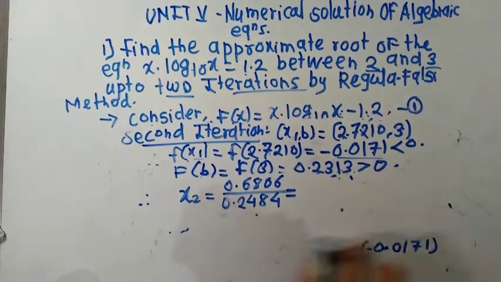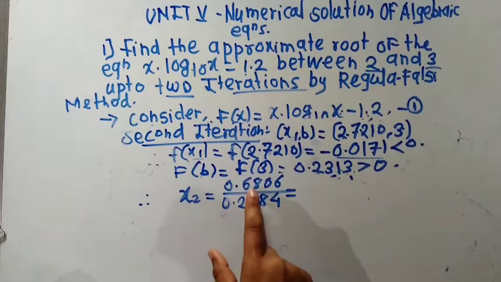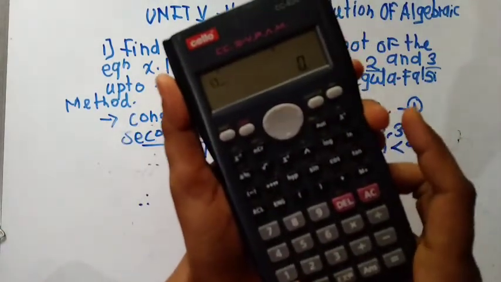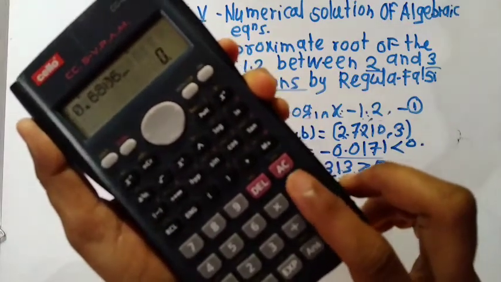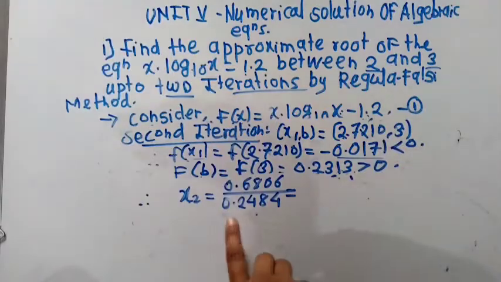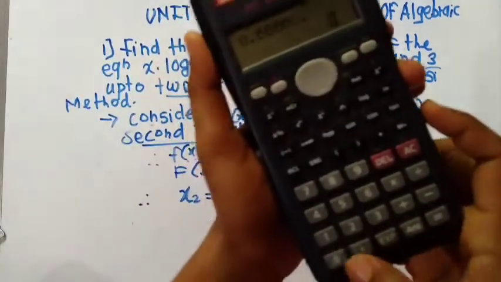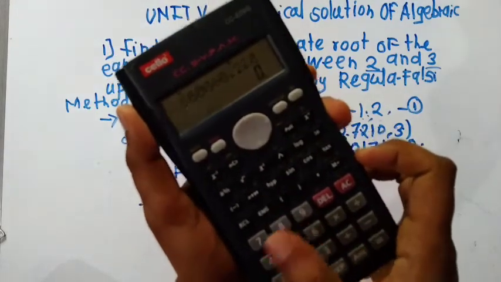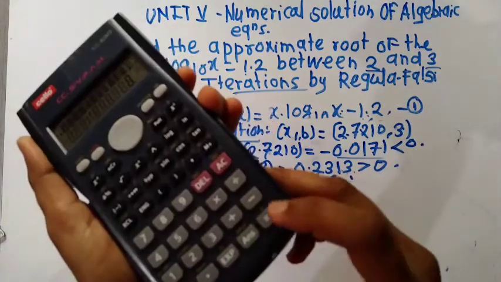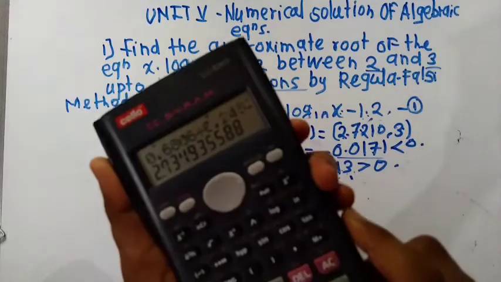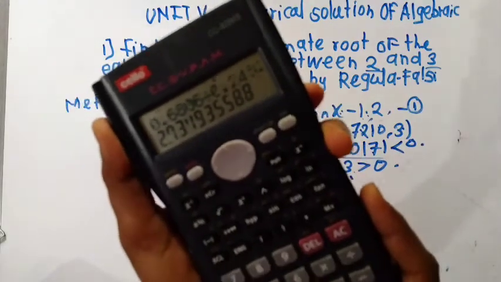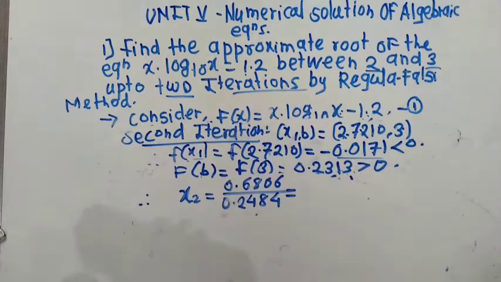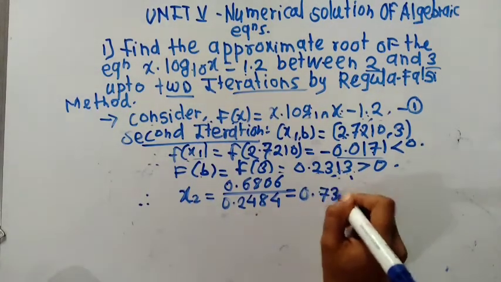Then dividing this equation by scientific calculator, 0.6806 divided by 0.2484, which is equal to 2.7399.